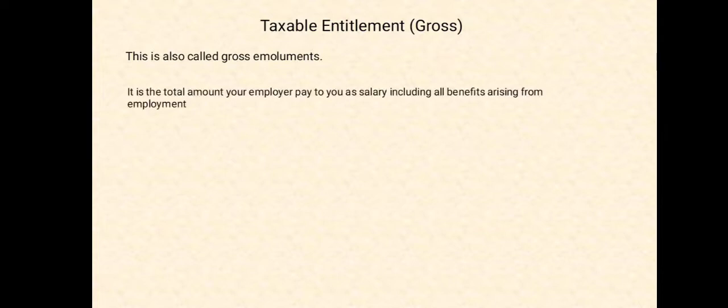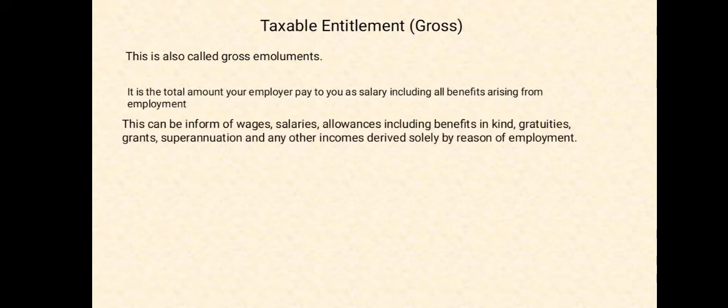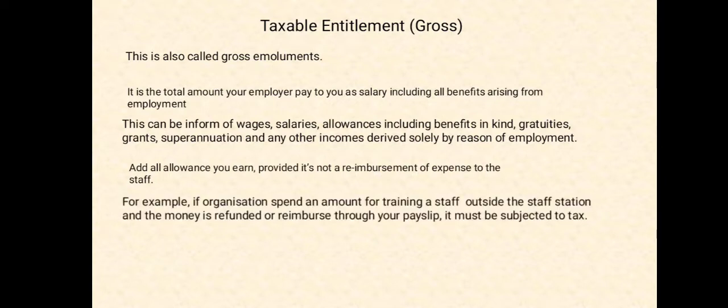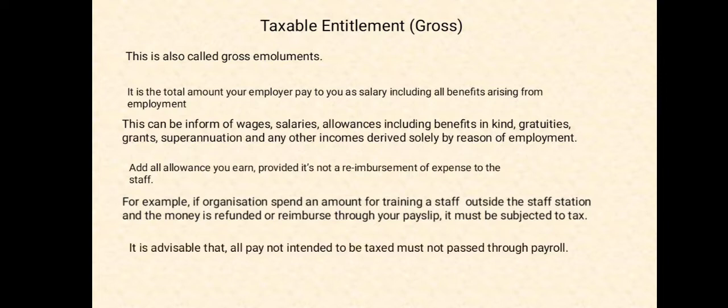Taxable entitlement or gross. This is also called gross emoluments. It is the total amount your employer paid to you as salary including all benefits arising from employment. This can be in the form of wages, salaries, allowances including benefits in kind, gratuities, grants, superannuation and any other incomes derived solely by reason of employment. All allowances you earn are included, provided it's not a reimbursement of expense to the staff. For example, if an organization spends an amount for training a staff outside the staff station and the money is refunded or reimbursed through your payslip, it must be subjected to tax. It's advisable that all pay not intended to be taxed must pass through payroll.